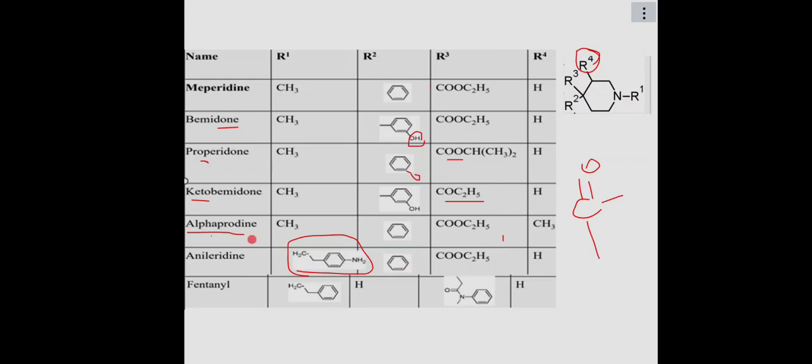And of course, it is not a protein. For a compound to qualify to be a protein, it must have a methyl group at that position. Then we have fentanyl.